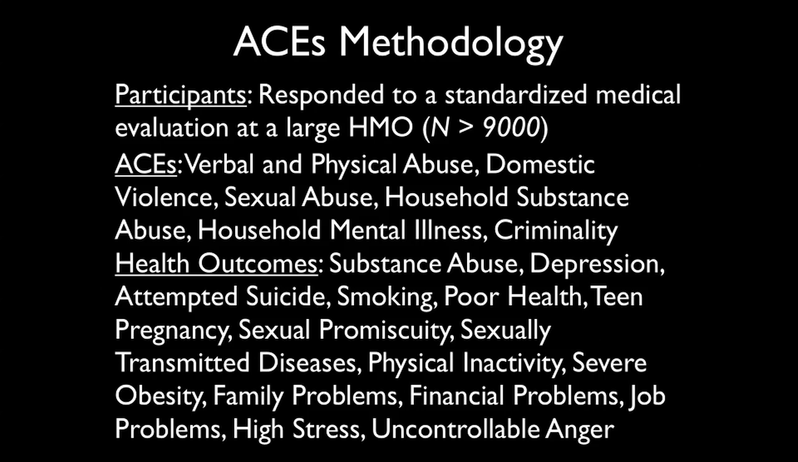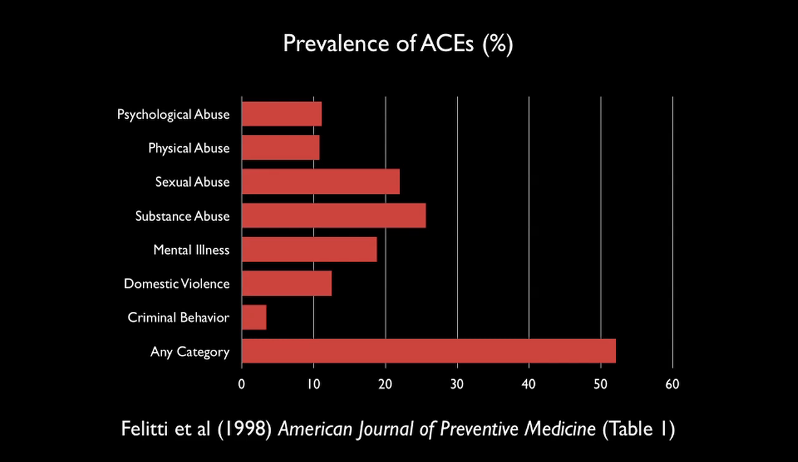Basically, what the researchers looked at was, on the one hand, adverse childhood experiences, and on the other, various health outcomes. The ACEs included verbal and physical abuse, domestic violence, sexual abuse, household substance abuse, household mental illness, and criminality. Health outcomes included substance abuse, depression, attempted suicide, smoking, poor health, teen pregnancy, and so on. We'll be looking at data for most of these. This first slide just shows how prevalent various adverse child experiences are.